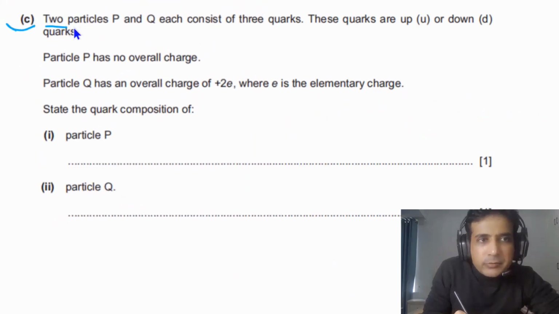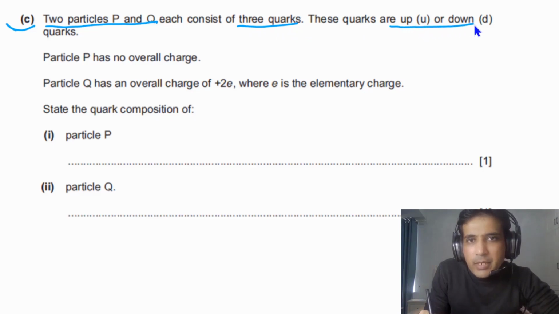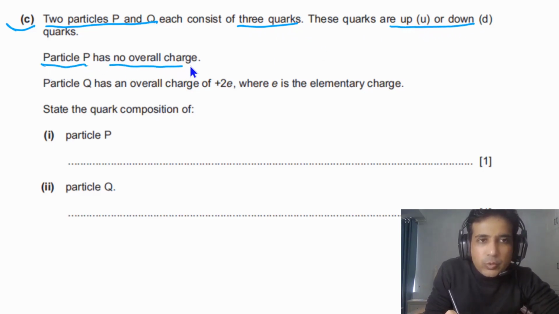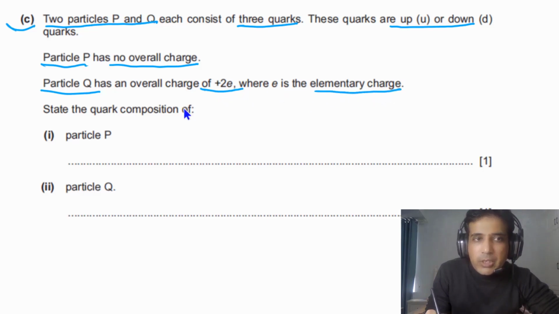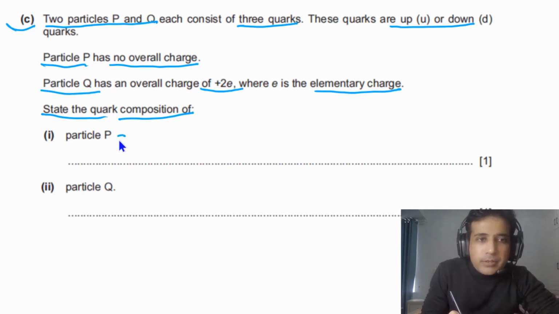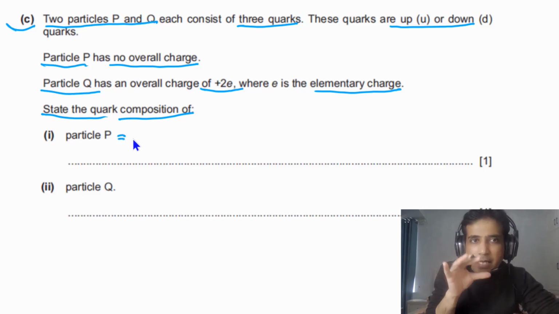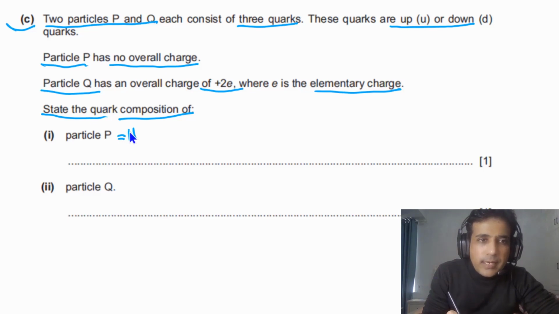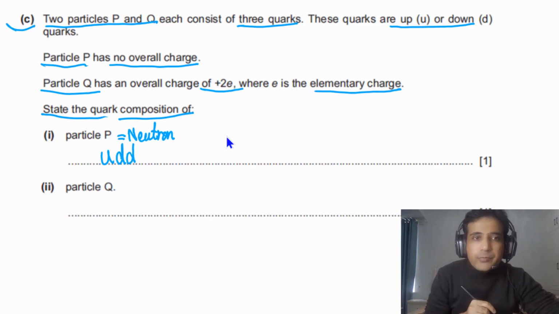For part C, it is given to us two particles P and Q, each consisting of three quarks. These quarks are up or down quarks. Particle P has no overall charge, meaning it is neutral, and particle Q has an overall charge of +2e, where e is the elementary charge. State the quark composition of particle P and particle Q. Particle P consists of up and down quarks and it has no charge, so simply it means that this is a neutron. So it has the same quark composition as a neutron. So this is simply up, down and down quark, meaning UDD.